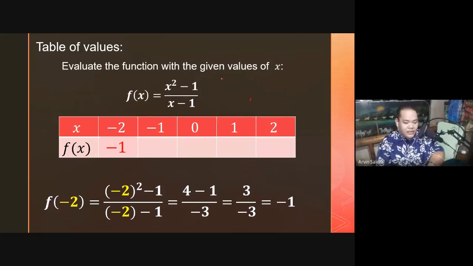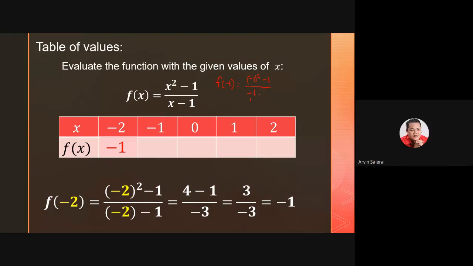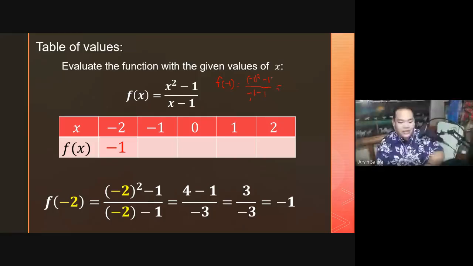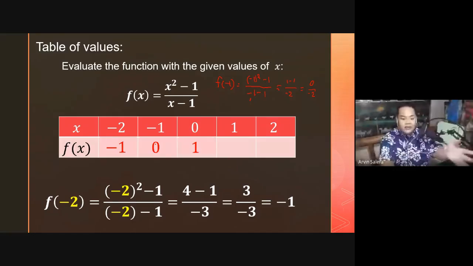So that is f of negative 1 is equal to negative 1 squared minus 1 over negative 1 minus 1 equals negative 1 squared is 1, minus 1. Negative 1 minus 1 is negative 2. 1 minus 1 over negative 2. 0 divided by negative 2 is 0. Okay. Next is 0.